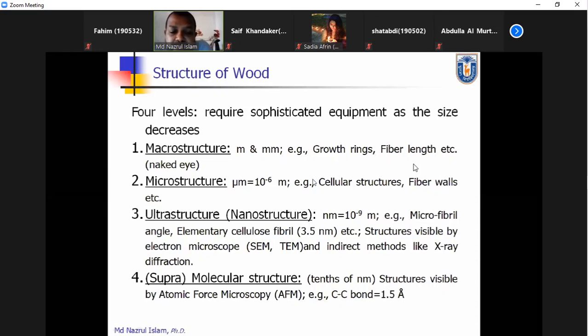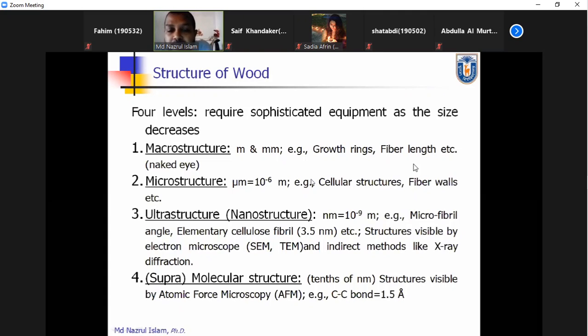And finally, we are saying supra or molecular structure. Molecular means it is in tens of nanometers. Even smaller than that, it is still in the nanometer scale, but in tens of nanometers. So that is our target in this course, to go for the molecular structure. Molecular structure definitely deals with the chemistry.